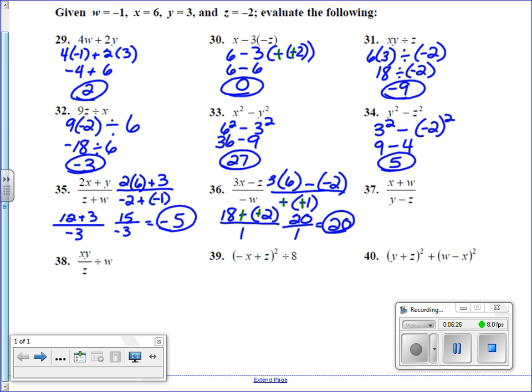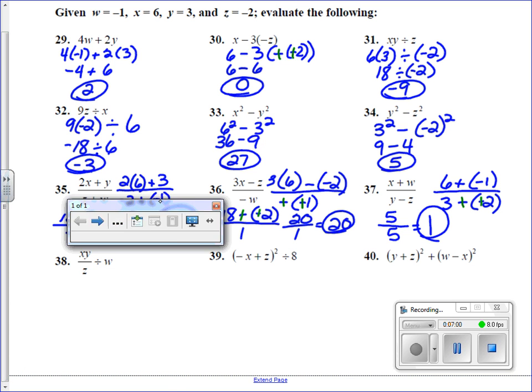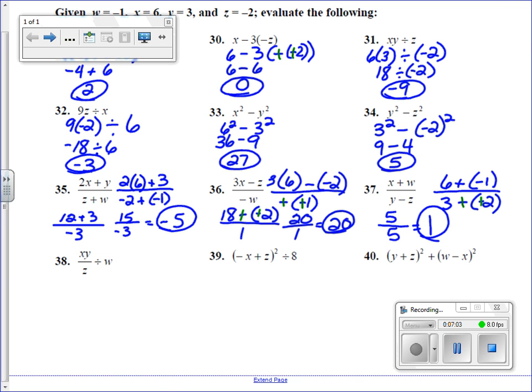So now I have 6 plus negative 1 all over 3 minus negative 2. So 6 plus negative 1, that gives me 5. And remember, that double negative makes it positive. So 3 plus positive 2 is going to give me 5, which just is 1. 5 divided by 5 is 1. Okay, let's take a look at these last 3 questions.